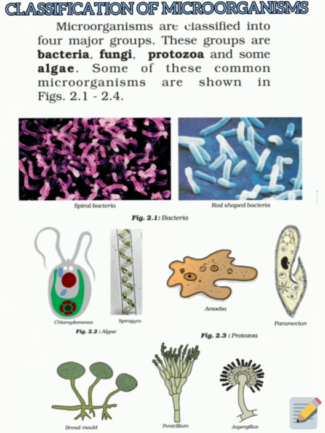So class, these microorganisms are not of one single type, they are of multiple types, and microorganisms are classified into four major groups. These groups are, as you can see in the slide, number 1 bacteria, number 2 fungi, number 3 protozoa, and number 4 algae. Some common microorganisms are, as you can see in the slide, spiral bacteria and rod-shaped bacteria in the bacteria group, then chlamydomonas and spirogyra in the algae group, then amoeba and paramecium in the protozoa group, and then bread mold, penicillium and aspergillus are the examples of the fungi group.